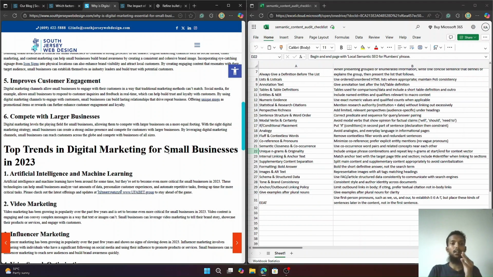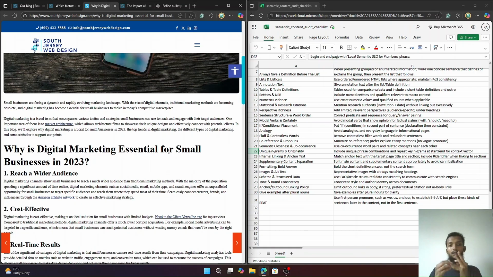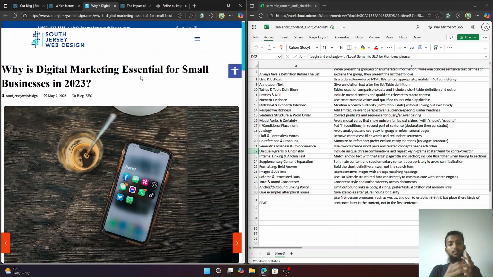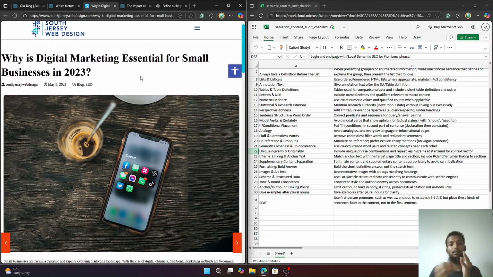So if you are talking about multiple entities, try to put them in a single sentence instead of going through multiple sentences. If you are talking about small business with digital marketing, then try to use them in a similar sentence, so that it is easier for Google to understand the semantic closeness and that we are talking about the same or related thing in this article. So stop using them scattered. Use them together as much as possible.